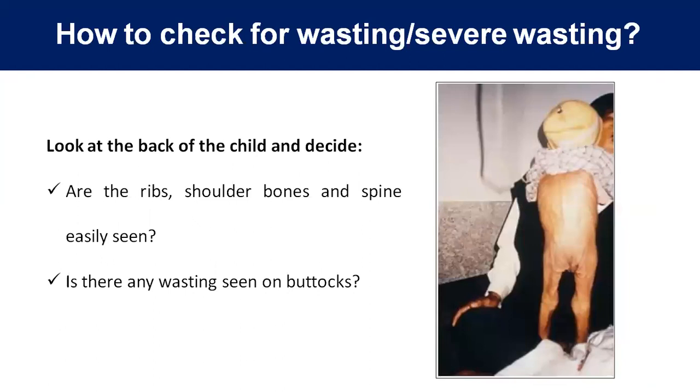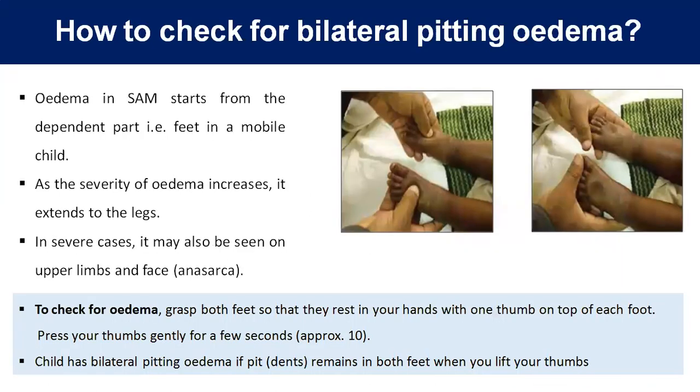Next, we have to look at the back of the child and decide. Again, are the ribs, shoulder bones, and spine easily seen? Is there any wasting seen on buttocks? As seen in the picture, we can see again the ribs and spine are easily visible, and the skin of the buttocks is hanging loose. So this is severe wasting.